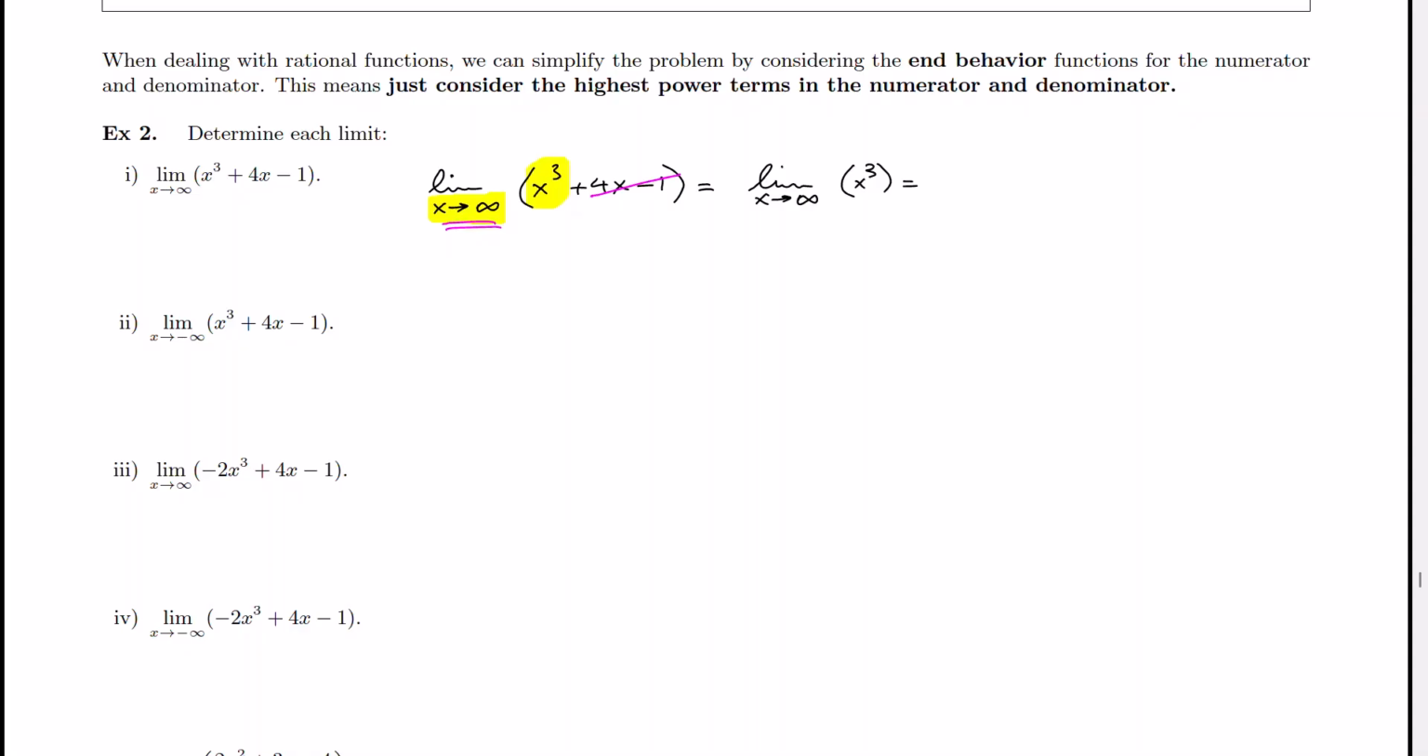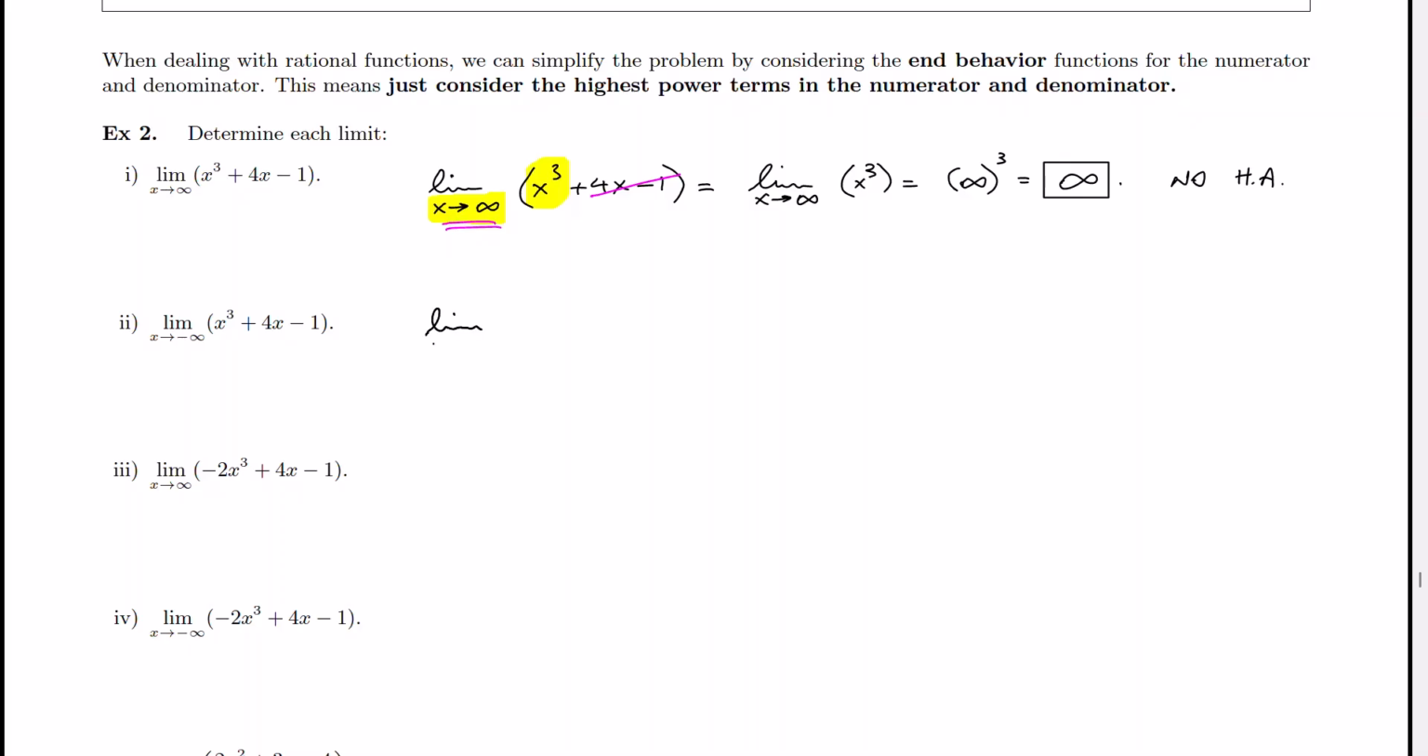In this case, I'm going to end up with infinity to the power of 3, and a big number multiplied by a big number multiplied by a second big number is going to be a really, really big number. This is not a constant. In other terms, the limit does not exist. So unfortunately, this function, x cubed plus 4x minus 1, does not have a horizontal asymptote. I'm going to write no HA for no horizontal asymptote.